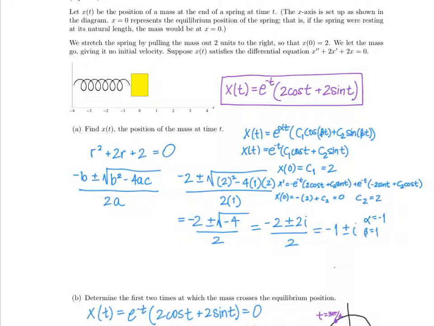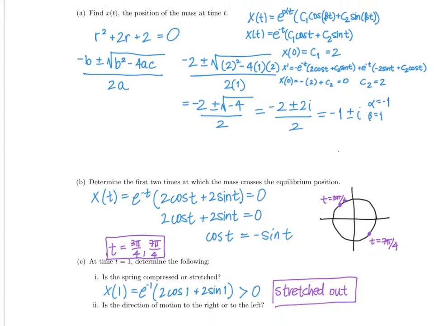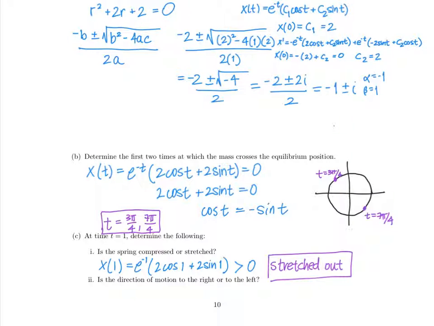So what this question is really asking us down here, when it says, is the direction of motion to the right or to the left, is whether x prime at t equals 1 is positive or negative. So this question here, C, is a really rich question because it's really testing whether you understand the functions that you've spent time solving for in part A.